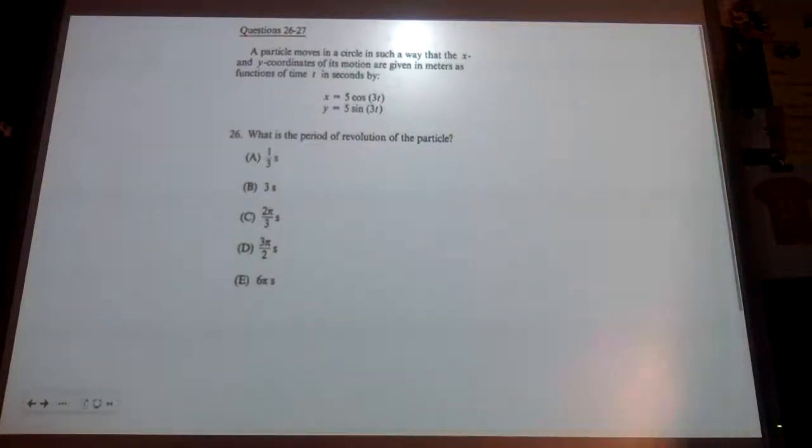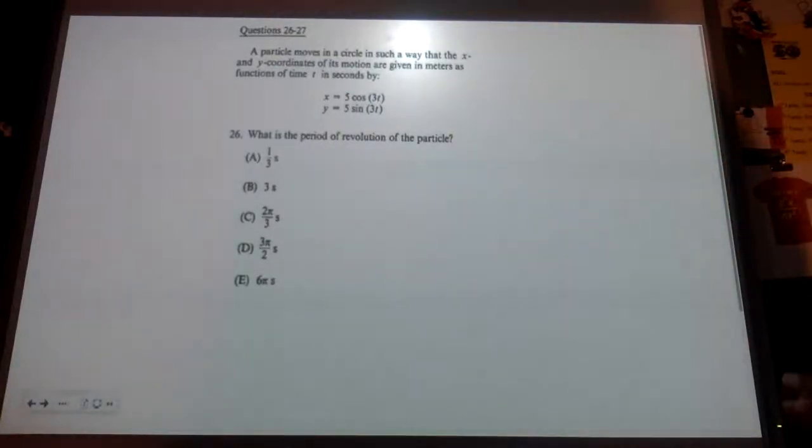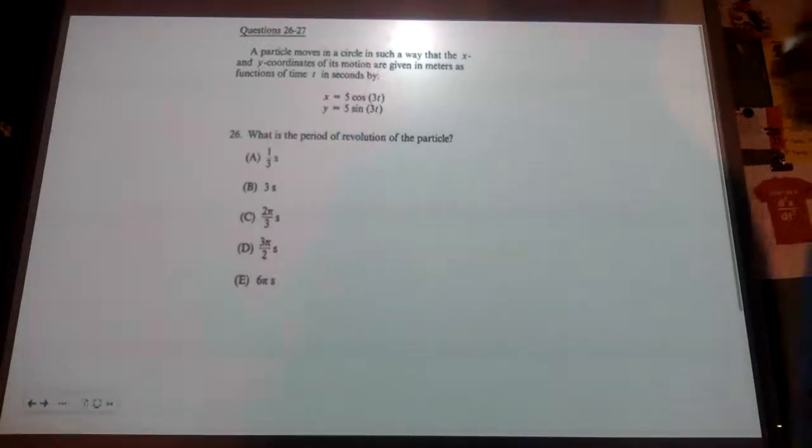All right, so a particle moves in a circle in such a way that the x and y coordinates of its motion are given in meters as a function of time in seconds by x equals 5 cosine 3t, y equals 5 cosine 3t. What's the period of revolution of the particle?